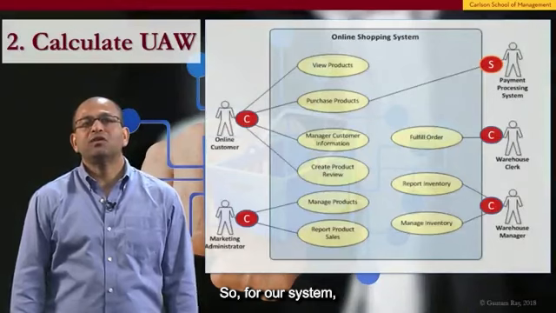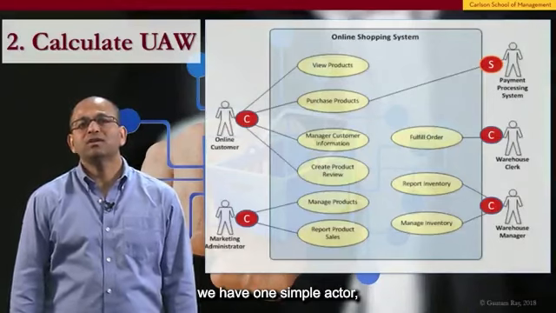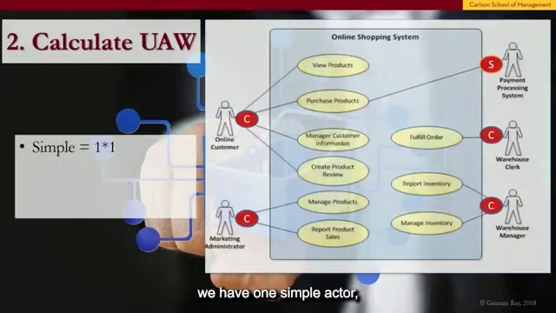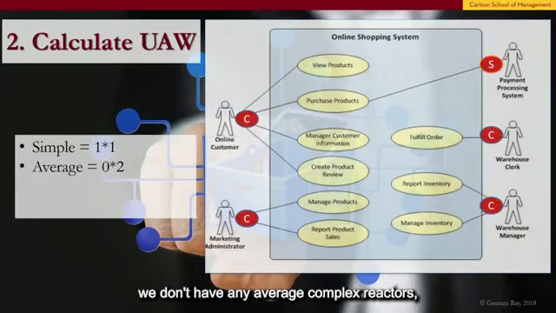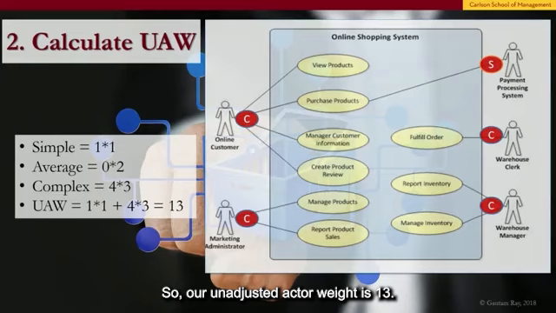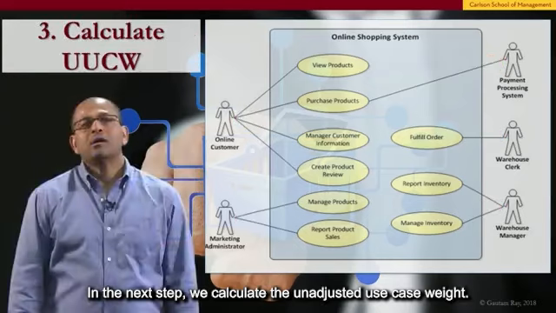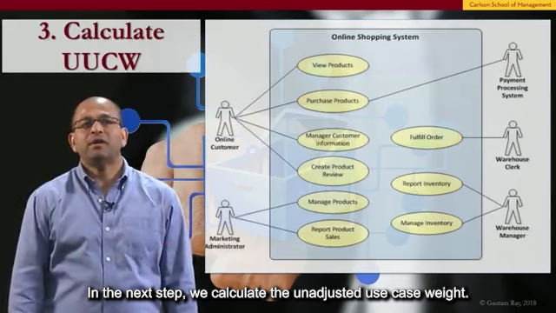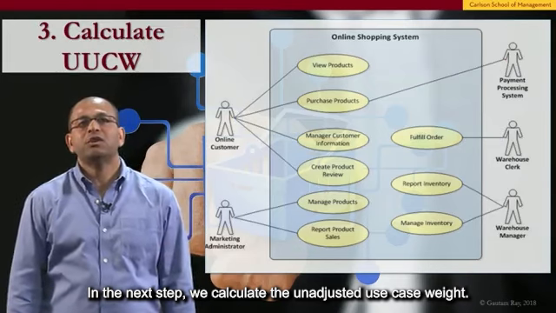So for our system, we have one simple actor. We don't have any average complexity actors, but we have 4 complex actors. So our unadjusted actor weight is 13. In the next step, we calculate the unadjusted use case weight.